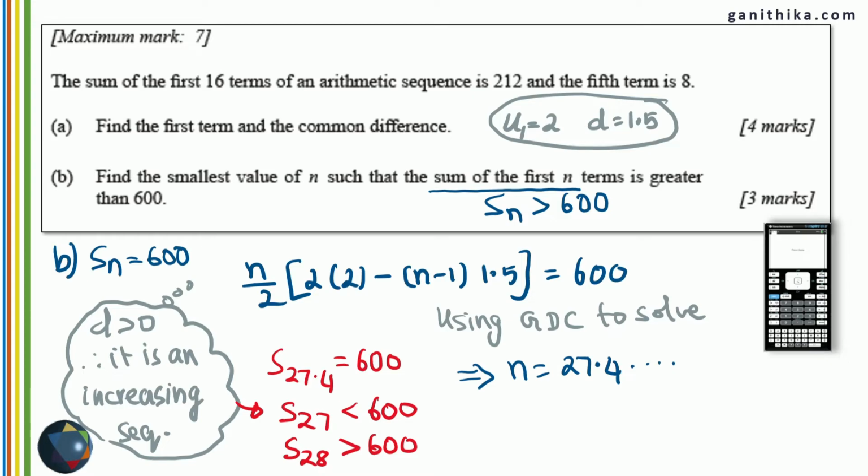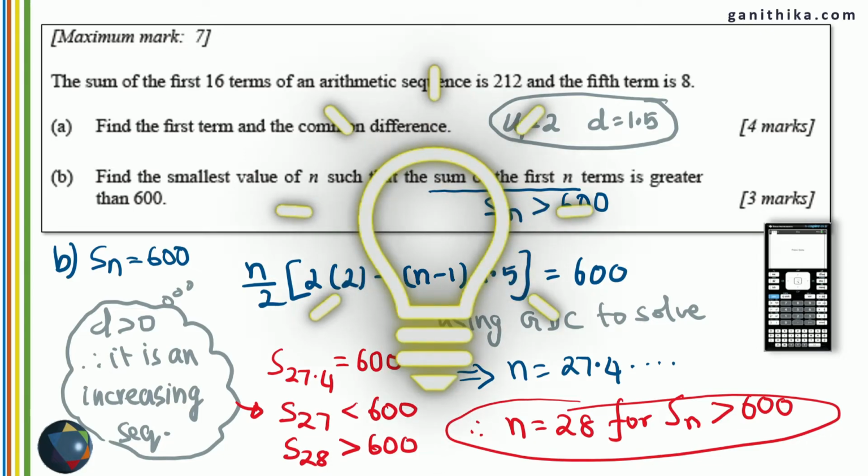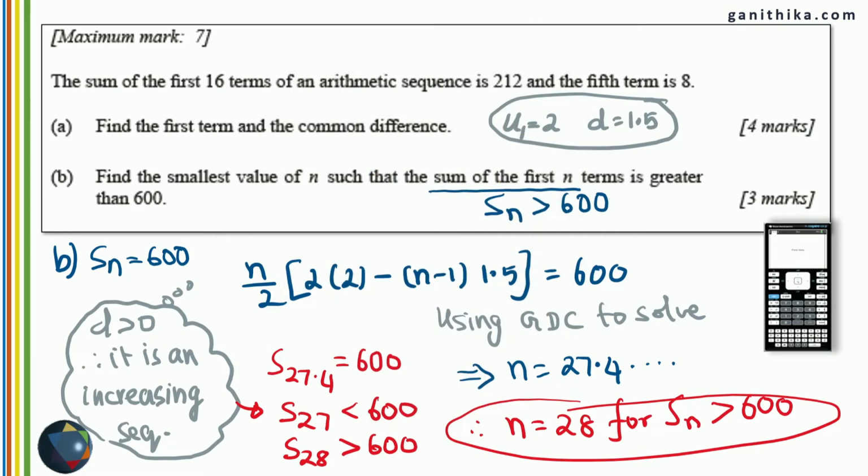We are looking for more than 600, therefore the smallest value of n will be equal to 28, for which Sn is greater than 600. That should be your final answer, and not n equal to 27.4. Do not stop this question at n equal to 27.4. You will be losing a lot of marks in this. I am going to show you how many marks you will lose if you stop at n equal to 27.4.